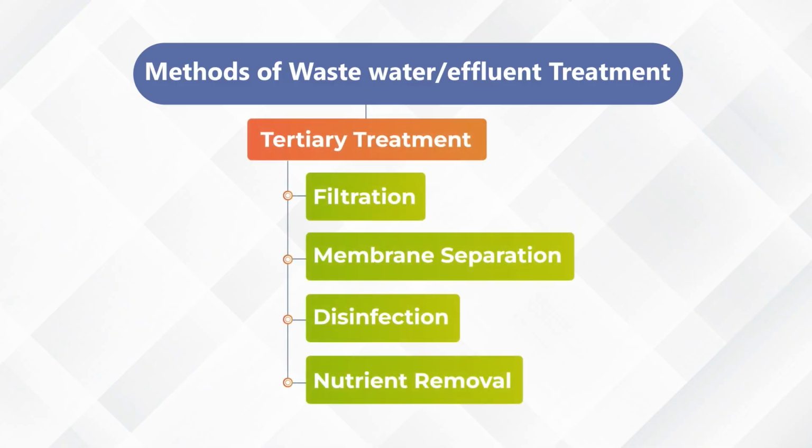After the secondary or biological treatment of the wastewater, you can also go for further treatment, that is the tertiary treatment, where methods like filtration, membrane separation, disinfection and nutrient removal can be done. So, now I will discuss all these methods one by one. In the pre-treatment phase, screening, skimming and flow equalization are done.